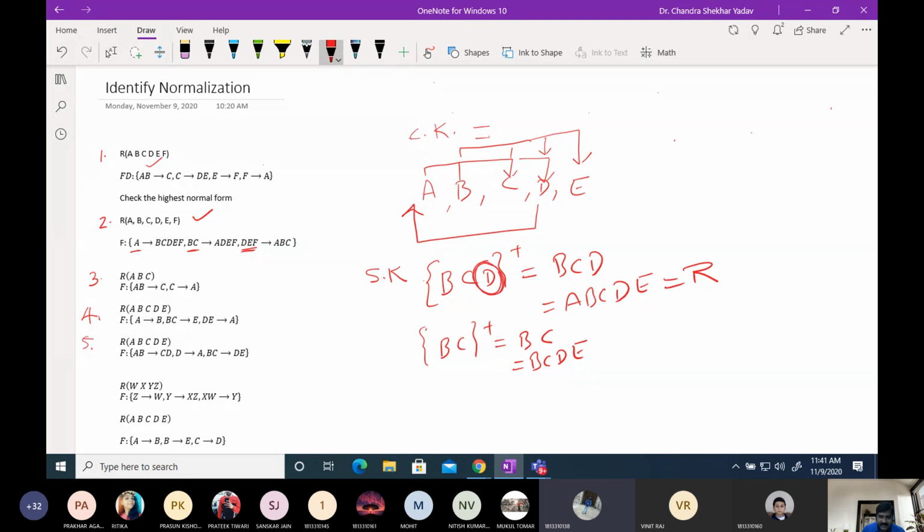Brajesh, did you get it? Yes sir. There should not be any extraneous attributes. So B will be part of all the candidate keys. Then we will associate A with B, then C with B. If we still do not get it, then you associate a third. Did you get it? Sir, okay, I understand.